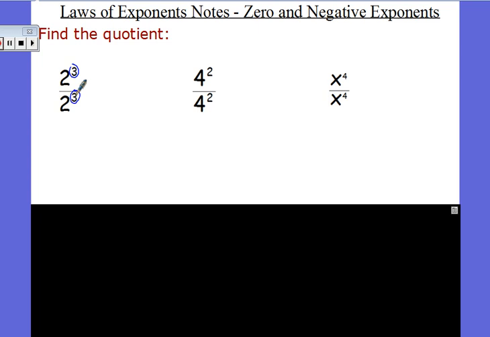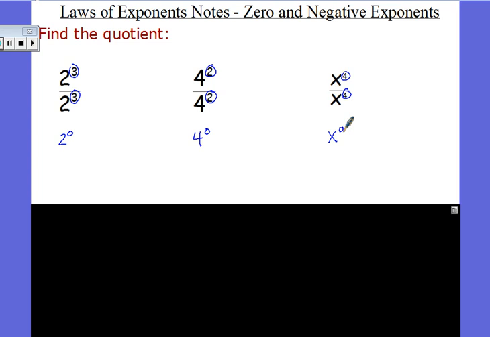So 3 minus 3 is 0. So we get 2 to the 0 power. And then we see 2 minus 2 is 0. So we get 4 to the 0 power. And then 4 minus 4 is 0. So we get x to the 0 power.